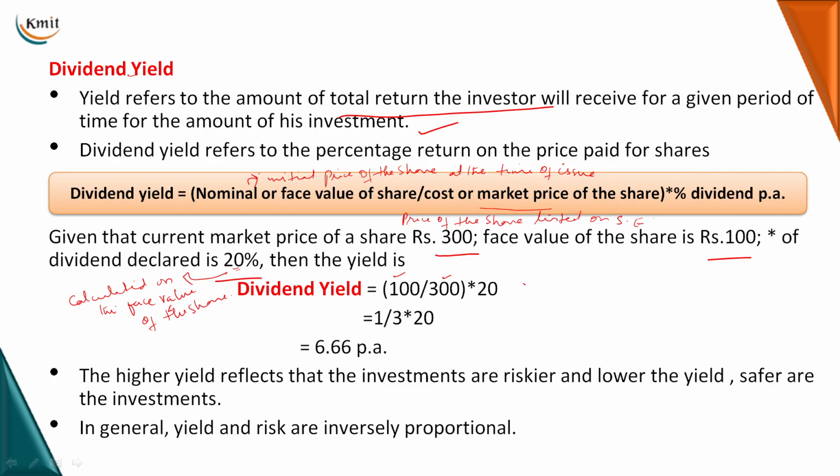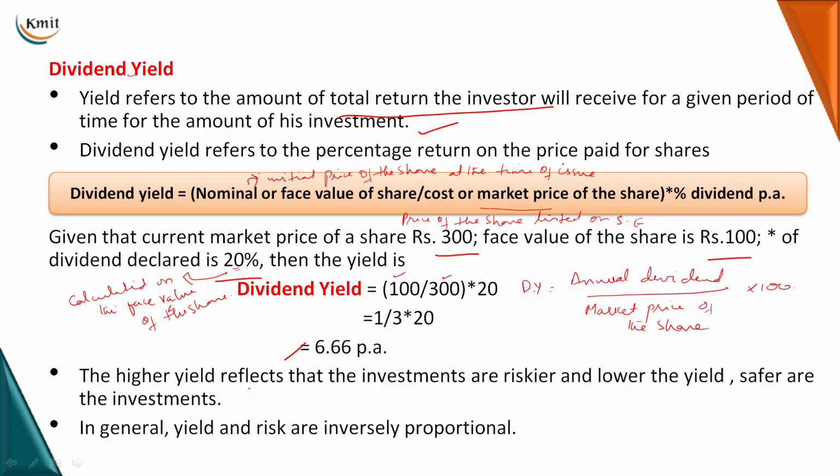There is another alternative formula, that is dividend yield is equal to annual dividend divided by market price of the share into 100. Applying this formula and substituting the values, we get the dividend yield as 6.66% per annum.